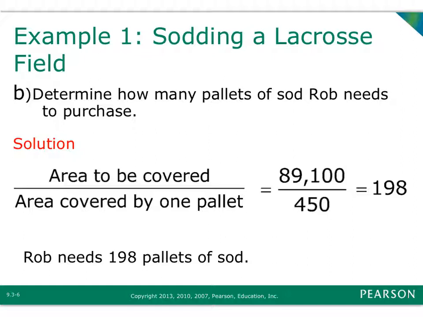So in the same example, we want to also determine how many pallets of sod Rob needs to purchase. The solution is the area to be covered, which is 89,100 feet, divided by the area that can be covered by one pallet. In this case, it was 450 feet. If we divide 89,100 by 450, we get that we will need 198 pallets of sod.